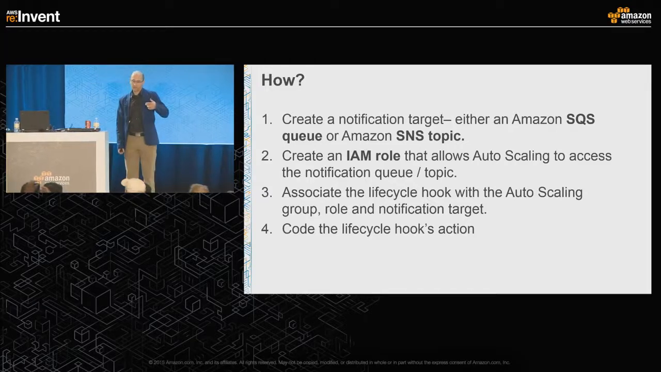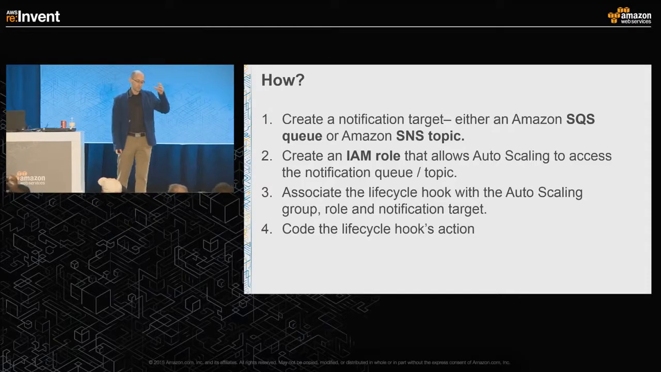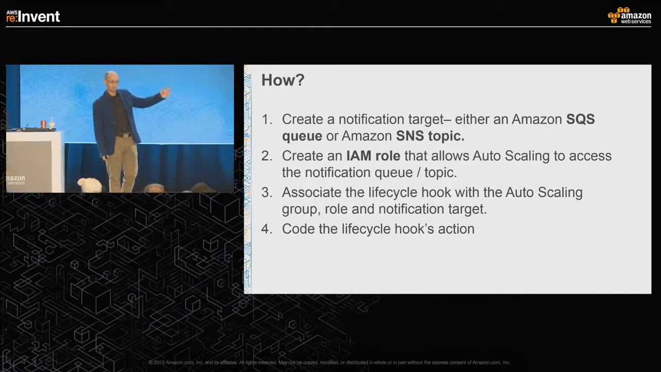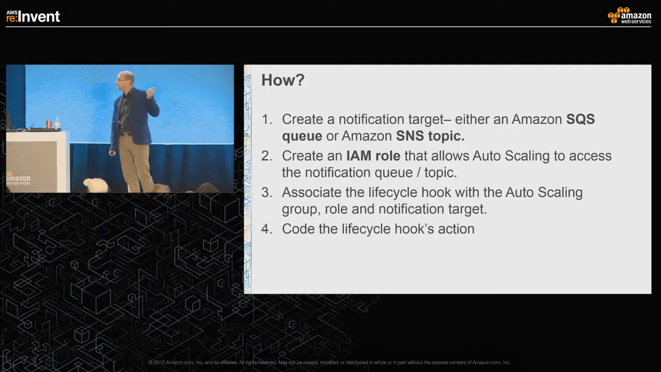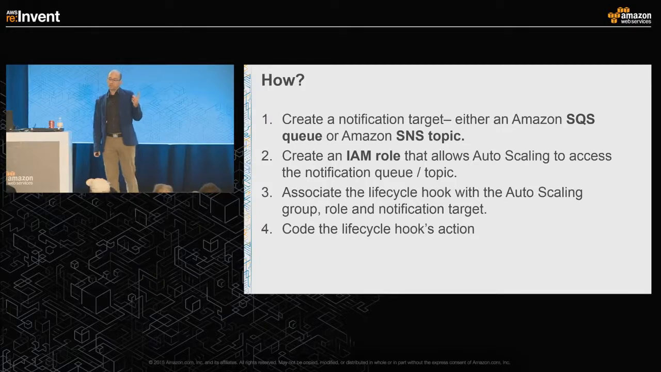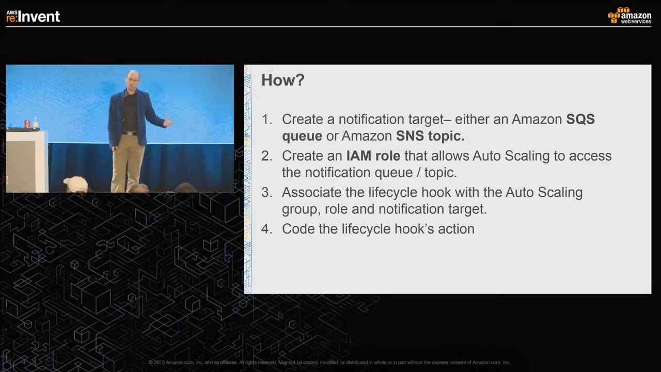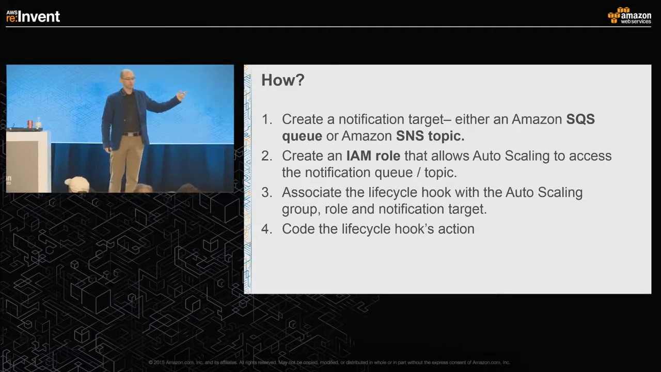Basically, first you need to create a target for the notification. As soon as a new instance launches, for example into the pending wait state, autoscaling will send a notification to the configured target. That can be an SNS topic or SQS queue. Obviously, for the autoscaling service to do that, it needs to have permissions to access this particular queue or topic in your account. So you need to define an IAM role that the autoscaling service can assume, which gives it the permission to write into this particular topic.